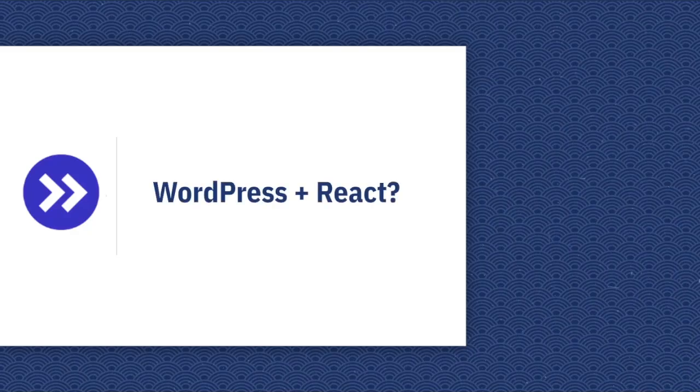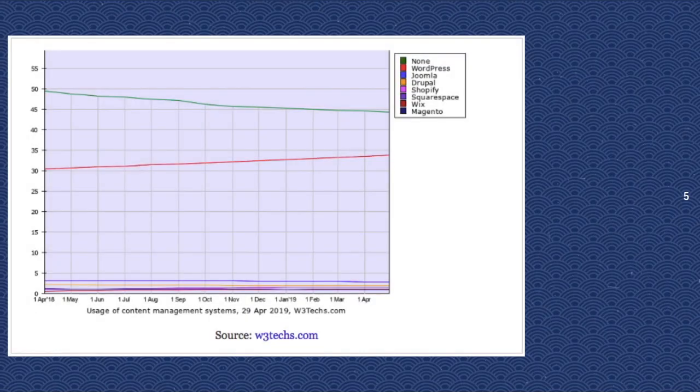So why do we need to use WordPress with React? Well, I'll show you this graph. As of April, WordPress powers 33% of the web. Its market share has been growing over the last year, and it shows no signs of slowing down. You can see the one in red, it's just going up. It has moved from 30% and is close to around 34 to 35%.